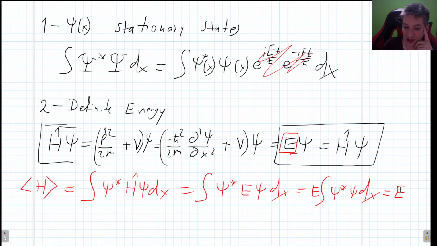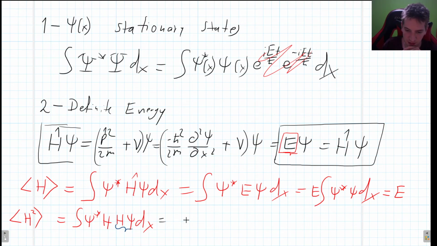The expectation value of the Hamiltonian is just going to be the energy of the system, which is what we hope to get. So what happens now with the expectation value of the square of the Hamiltonian? Doing the same as before, the Hamiltonian squared is basically the Hamiltonian multiplied by the Hamiltonian. So this first term is going to be just E times the psi. So we get psi conjugate, Hamiltonian, times the energy times the wave function.